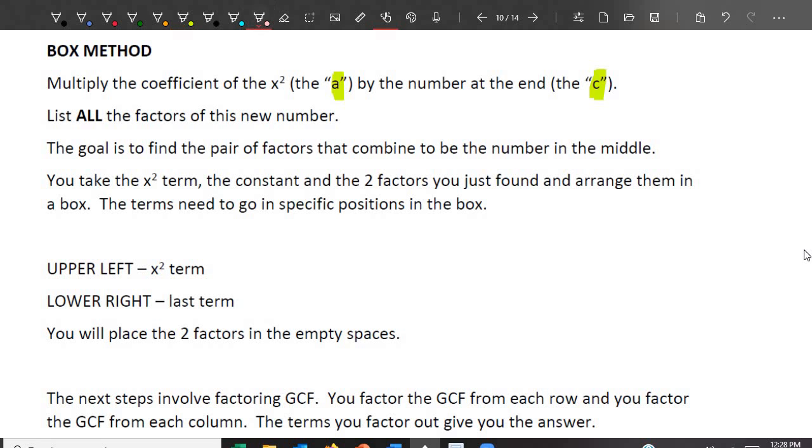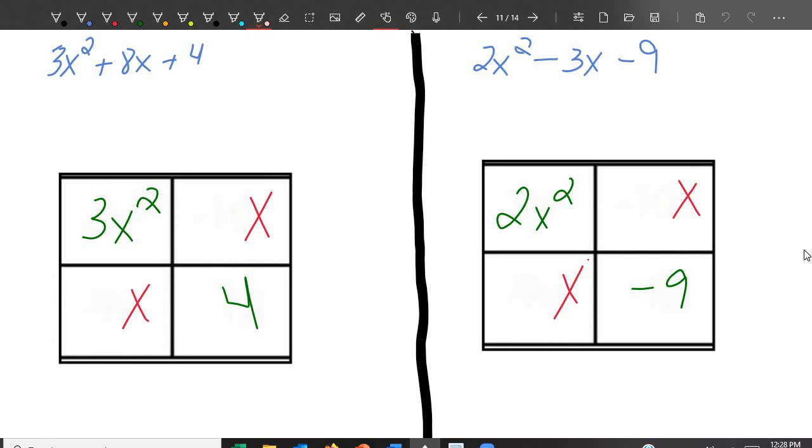In the box, the x squared term goes in the upper left. The last term goes in the lower right. The two numbers you find that equal the one in the middle go in the other two boxes. Now, just like with the grouping method, we're going to be factoring out GCFs. So once I factor out the GCFs, what's across the top and what's on the left side is the factored answer. Now, I've already got the boxes drawn for you, but we're still doing the same thing.